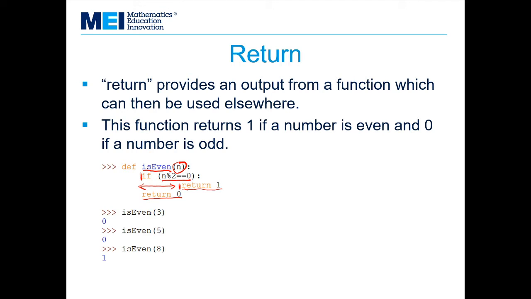If I try isEven with 3, it will check, is 3 even? No, it's not, so it returns 0. Is 5 even? No, it's not, so it returns 0. Is 8 even? Yes, it is, so it returns 1. Let's have a look at that in a shell window.